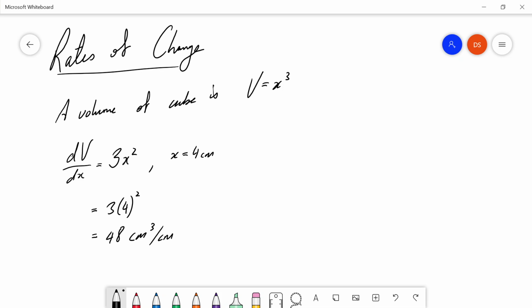Does that kind of make sense? So you don't need to worry about the units so much, but all you need to do is differentiate and substitute the value, which is exactly what we've been doing thus far.